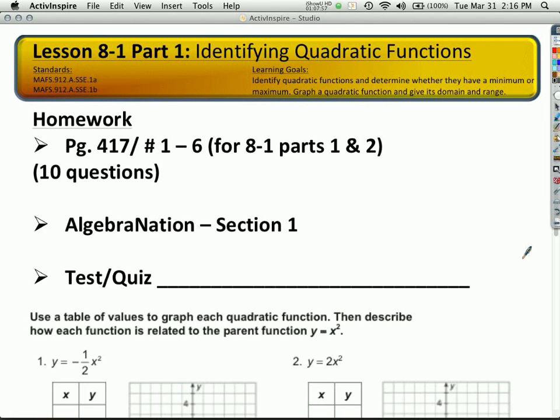Then you need to write down Algebra Nation Section 1, and I'm going to explain that in the next 10 minutes. And then you also must write down that you're going to have a test on Chapter 7, which was a chapter we just finished prior to break, and we didn't take the test yet. You're going to have the test on Chapter 7, not this Wednesday, but a week from Wednesday. Okay?